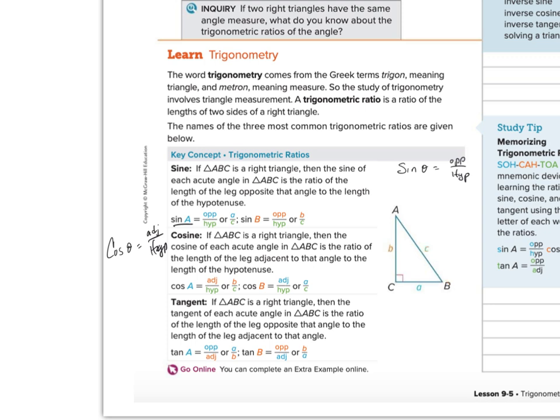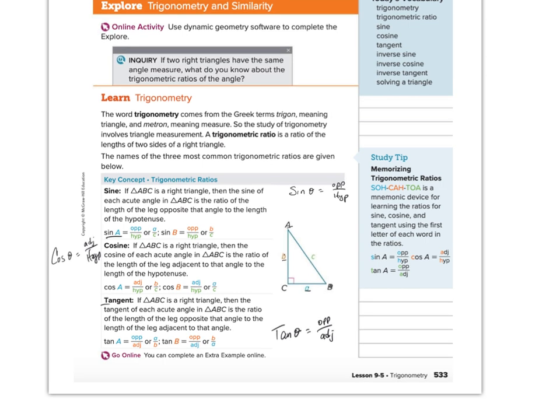And then the third ratio that we're really going to get into here is tangent. Using B as an example again, the tangent of some angle is going to be equal to the opposite side over the adjacent side. So the tangent of angle B is going to be B over A. The tangent of angle A would be A over B. So it just depends on which angle we are looking at, which side will be considered the adjacent and which side will be considered the opposite.